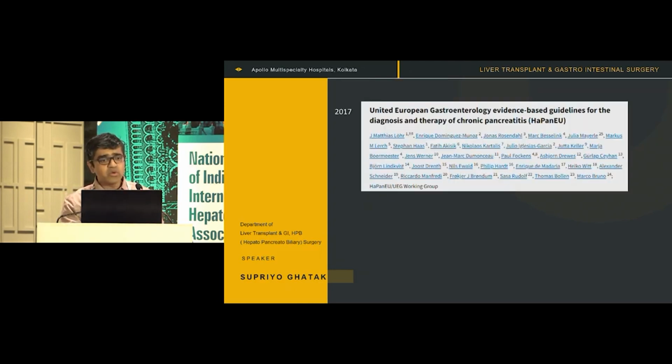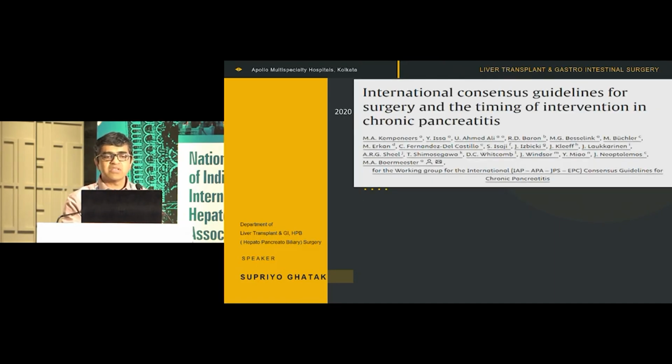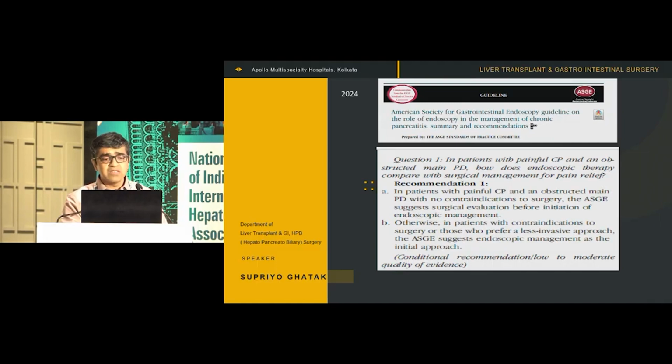Now, the guidelines have also started recommending this. If you see this guideline, what is the optimal timing for surgical therapy? They have said that early surgery is better than doing it at a more advanced stage of the disease. Similarly, this is another international consensus guideline from the working group for the international IHPBA, JPS, EPC, and they have said the same thing. And this is very interesting: the gastrointestinal endoscopy guideline that came out in 2024 asks the question, in patients with painful CP, how does endoscopic therapy compare with surgical management? They say that in patients with painful CP and an obstructed main duct with no contraindications to surgery, surgical evaluation should come before initiation of endoscopic management. This is very important. This is coming from an endoscopy association of America.